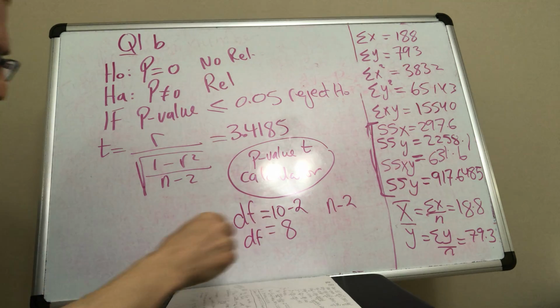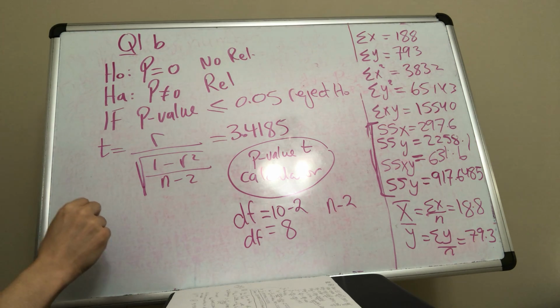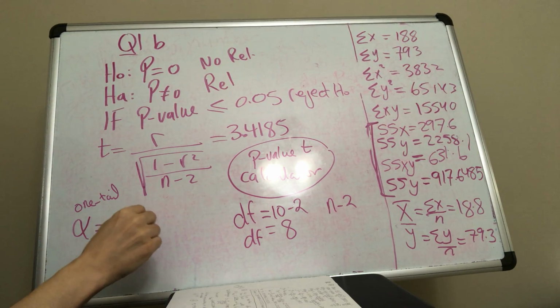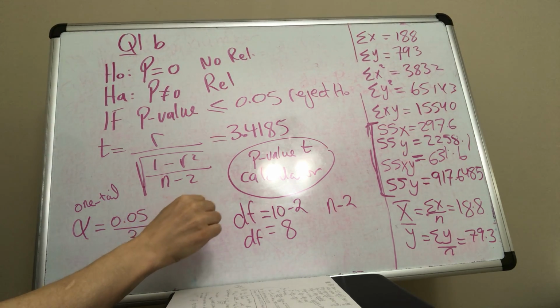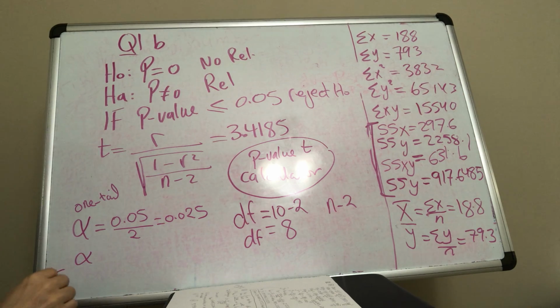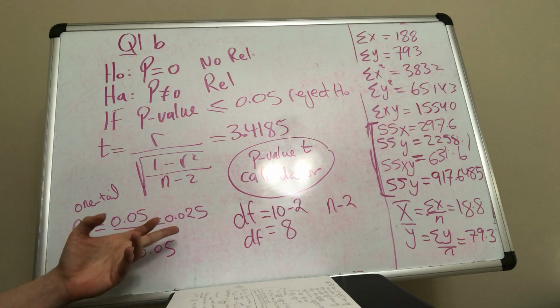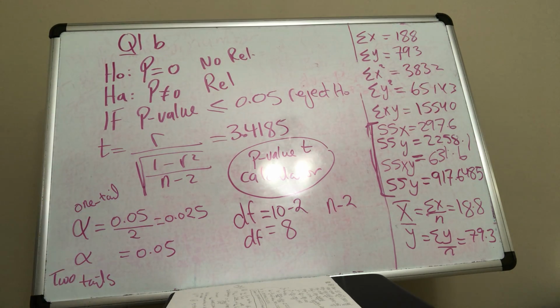They're also going to ask you what alpha is. Now here you need to be careful. If they mention one tail, then you take your 5% and divide it by 2. And if they say two tails, you just take it as it is. If they don't mention, then usually it's a one tail system and you divide it by 2.